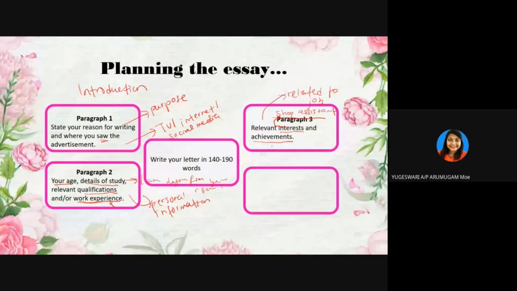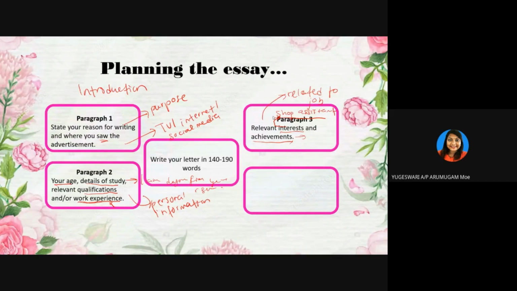Then you can talk about your achievements. For example, I have won a public speaking competition, or anything that you have achieved that can help you to be a shop assistant, although it's part-time. Or you can even talk about your results. For example, you can say that I've got 7 A's in my SPM, which I feel can help me academically in this job. So it's up to you.